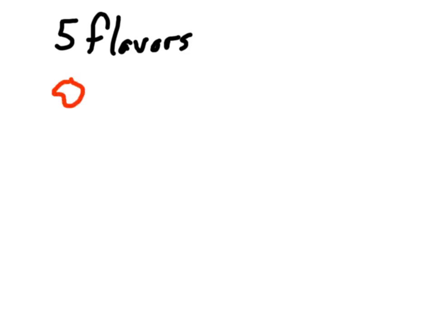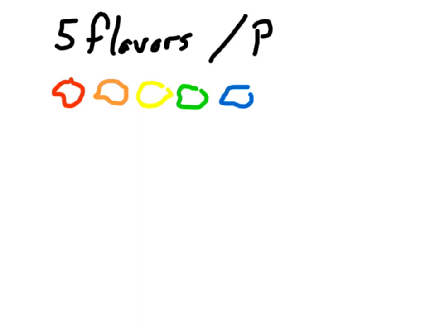Here's another example of when order doesn't matter. Let's talk about ice cream flavors. You have 5 different ice cream flavors. We've got the red flavor, the orange flavor, the yellow flavor, the green flavor, and the blue flavor. And the question is, you can pick only 3. You can pick from 5 flavors, but you can only pick 3 for your ice cream cone.